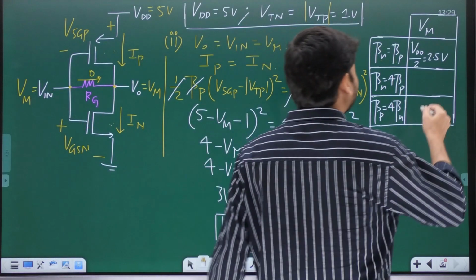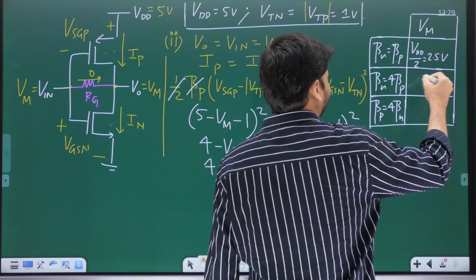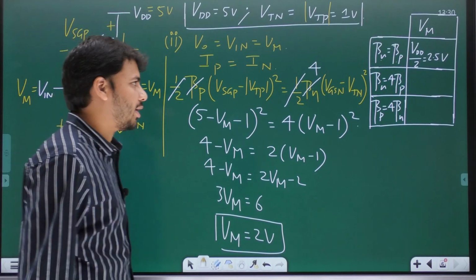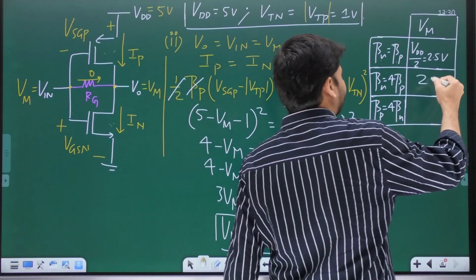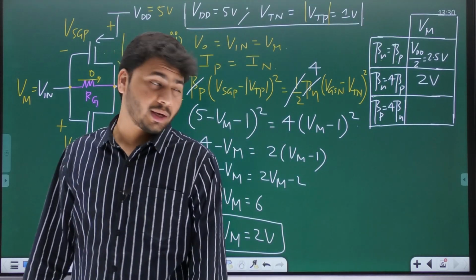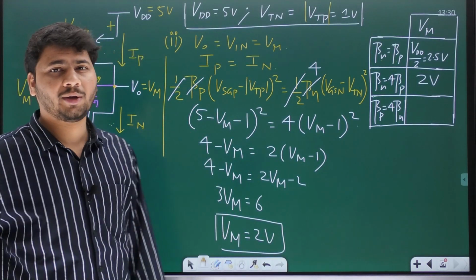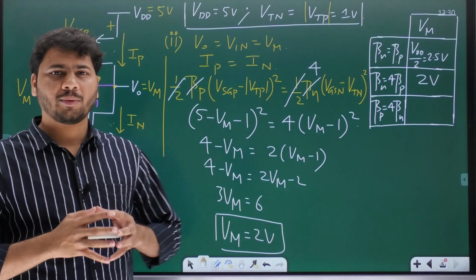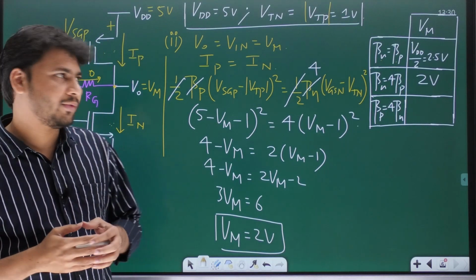So let me write down the value of Vm in the table. For the second case where NMOS is 4 times stronger than PMOS, the value of Vm is 2 volts. So what do you expect for the third case where PMOS is 4 times stronger than NMOS? Don't you expect that Vm is going to be greater than VDD by 2 or 2.5 volts?